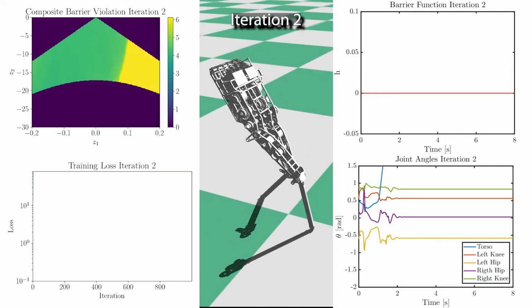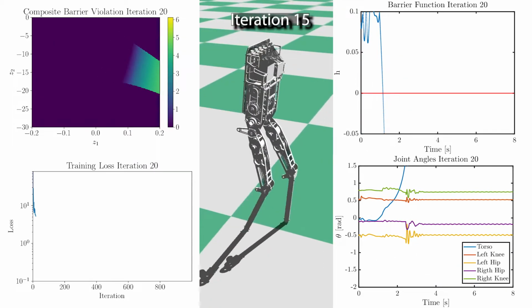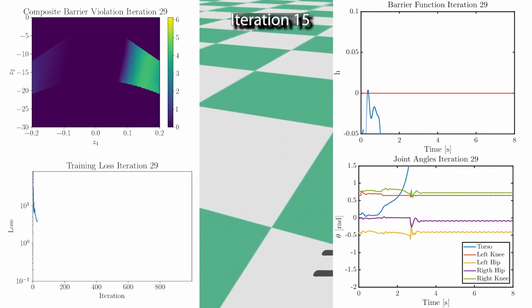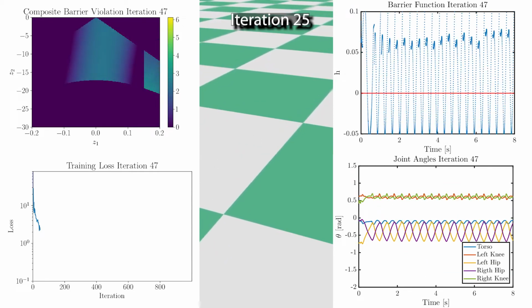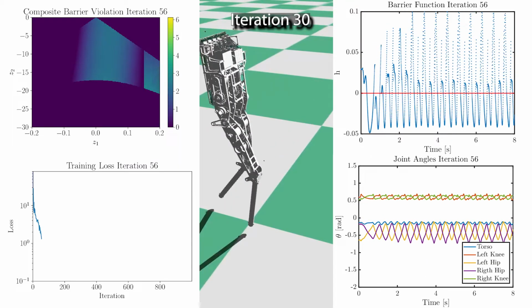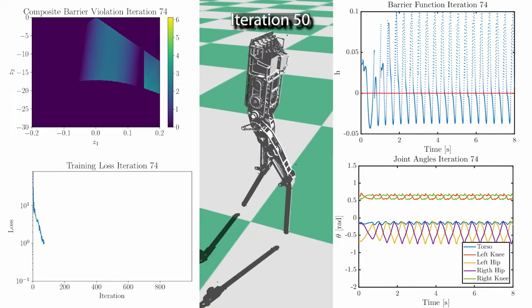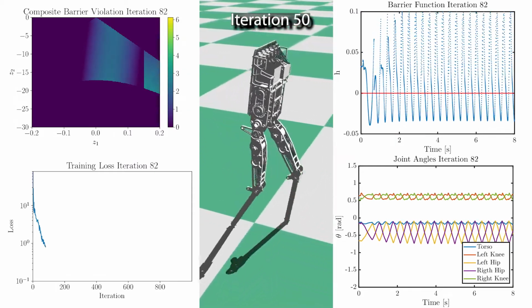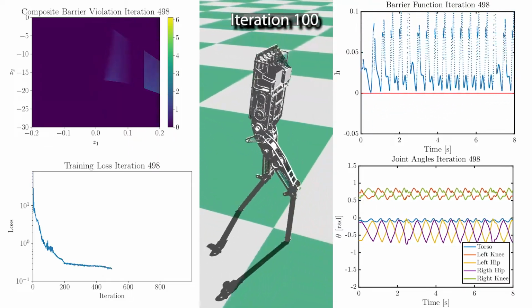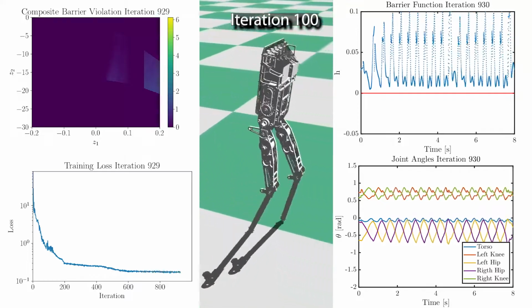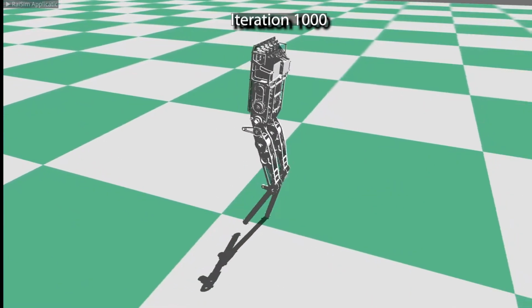As the iterations progress, the robot is able to slowly learn to walk via minimizing the barrier violations. Again, this temporal integration is not needed in the training process, but is simply visualized as a tool to qualitatively evaluate the fitness of a policy. Here is the final trained policy that is able to walk stably in simulation.